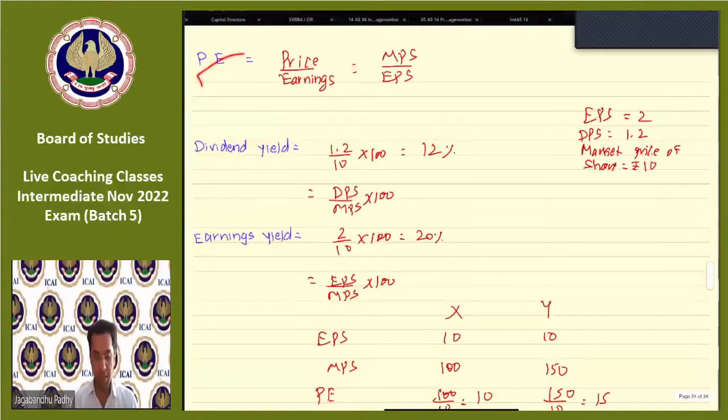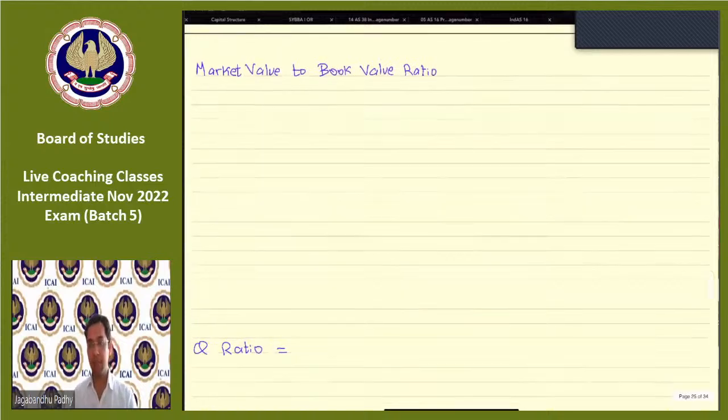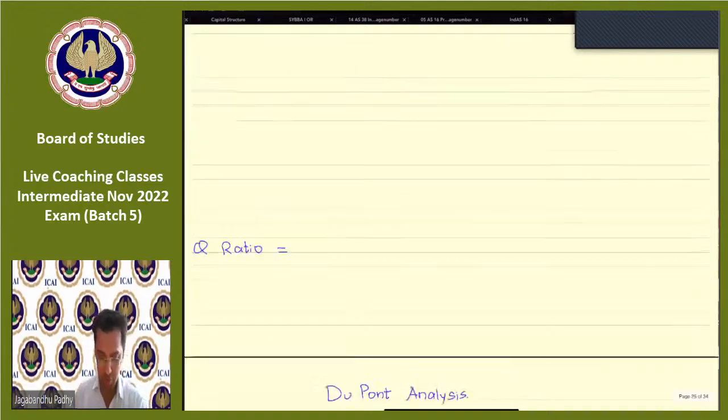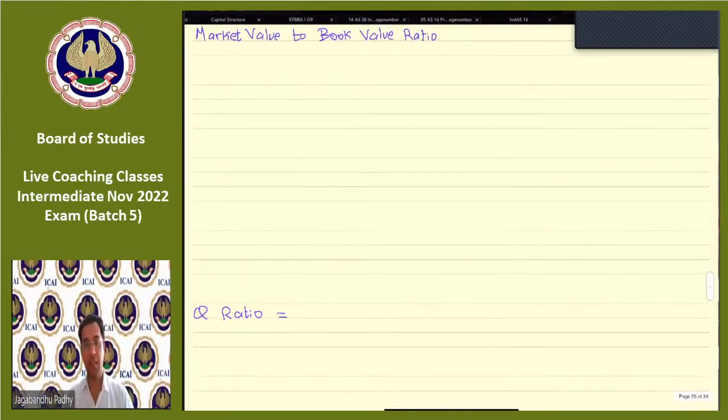Then we saw the price to earning ratio, which indicated the level of confidence that the investor has in the company. Dividend yield is the percentage return in cash terms, that is dividend as a percentage of your market price, and earnings yield is earnings as a percentage of your market price. Okay, now we have some more ratios that we are yet to discuss. One is the market value to book value ratio, Q ratio, and then the Dupont chart. So let's do these three things first, and then we will go for some numericals.